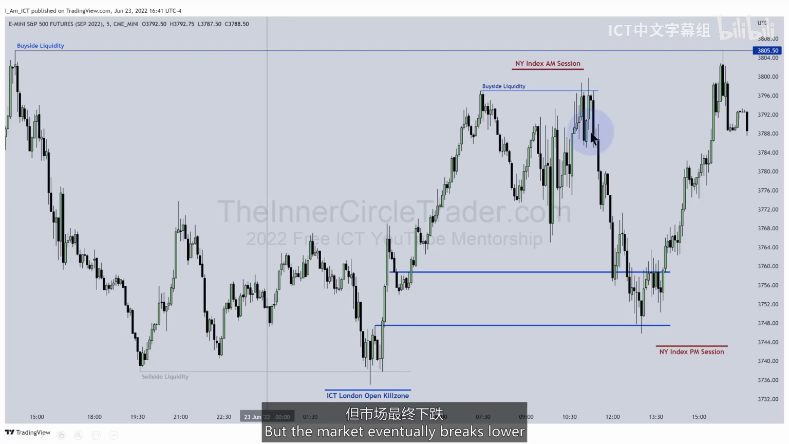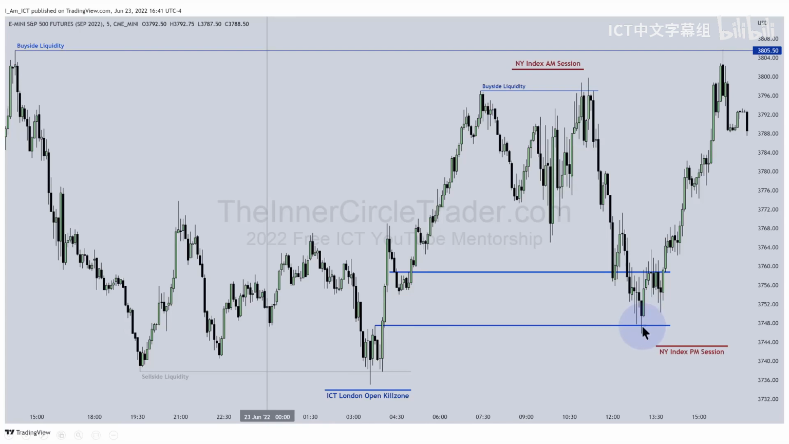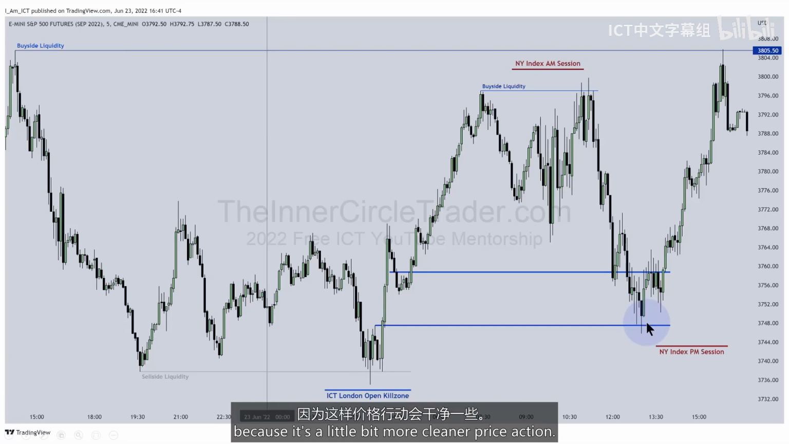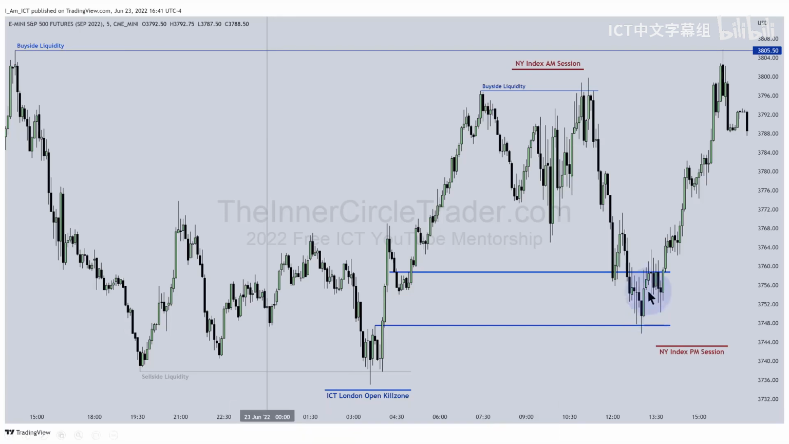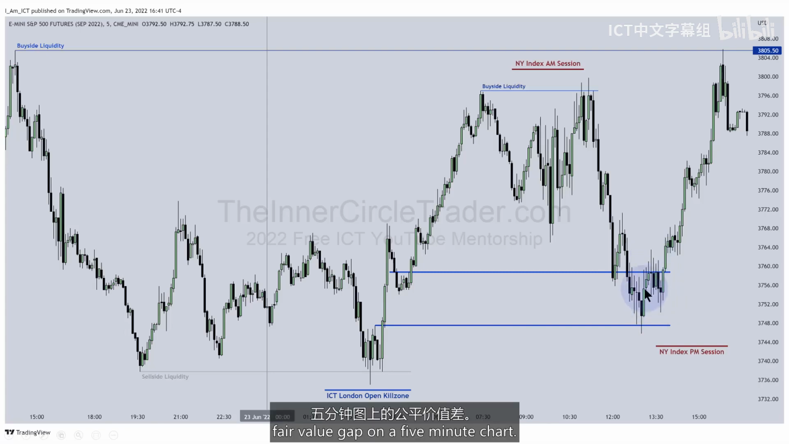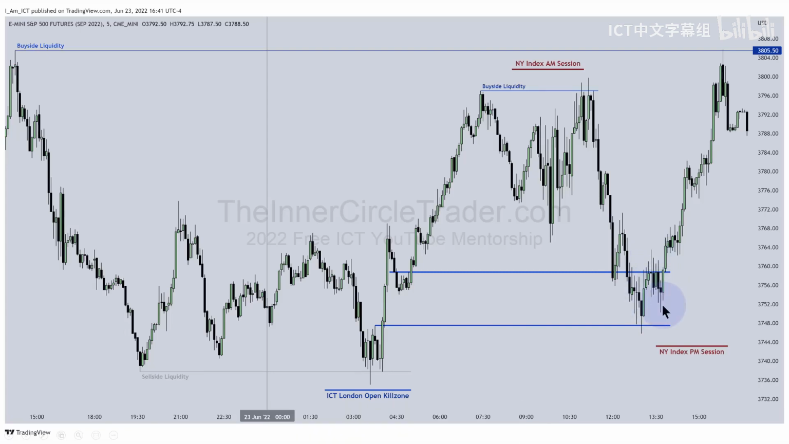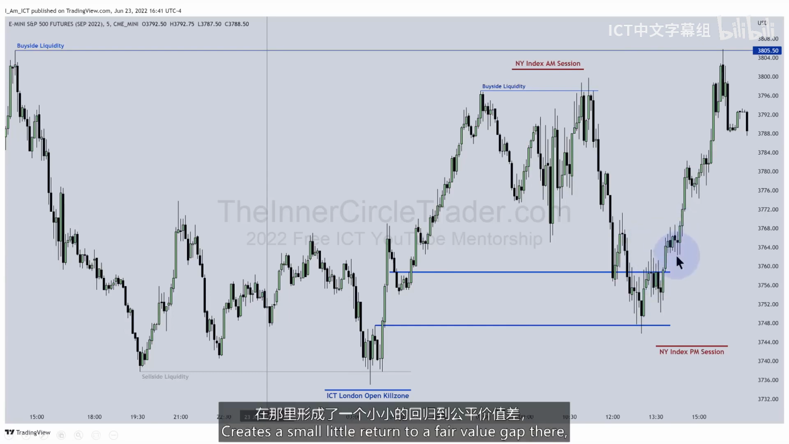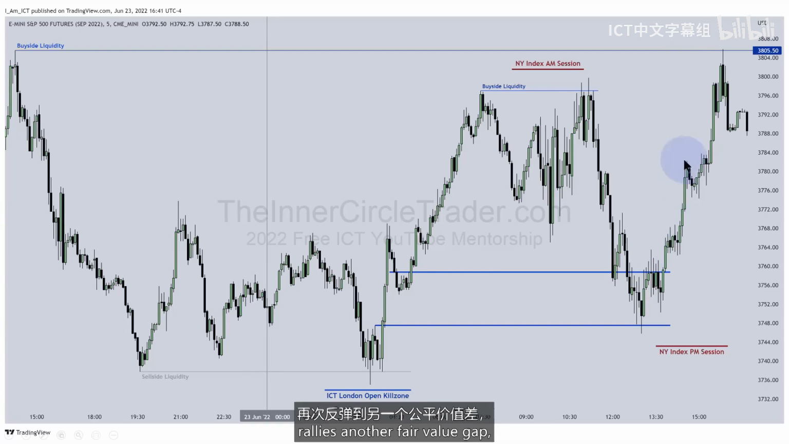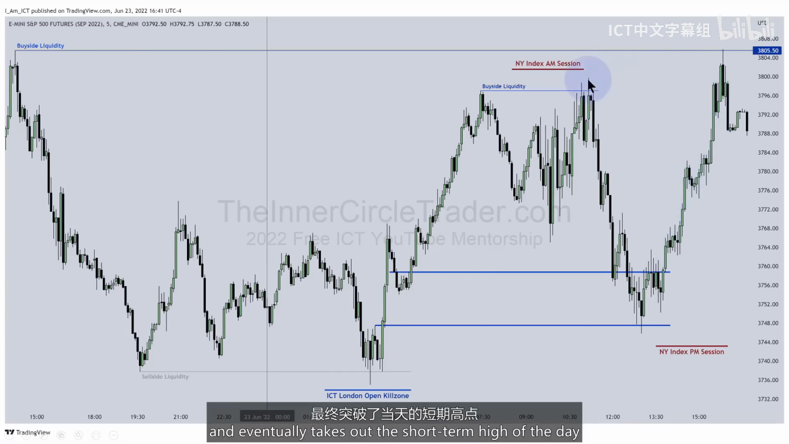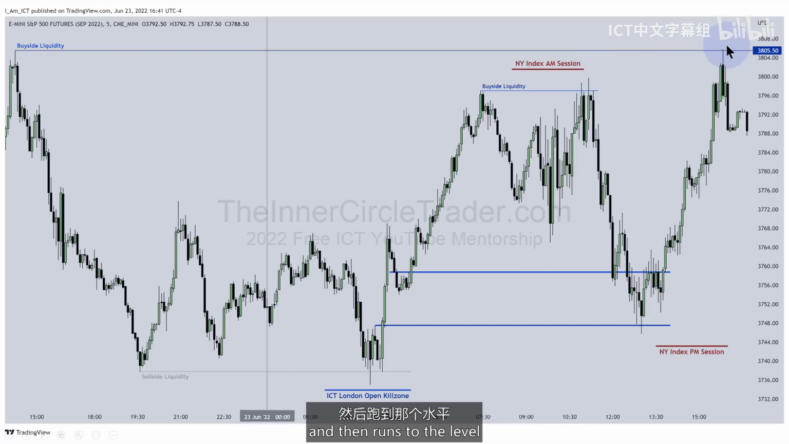But the market eventually breaks lower. Then after we get into the lunch hour, closing at 1 o'clock, and then I personally like to wait till 1:30 because it's a little bit cleaner price action. The market starts to rally away, drops back down into an order block, fair value gap on a 5-minute chart. Then we have a shift in market structure here on the 5-minute chart. Creates a small little return to a fair value gap there, rallies, another fair value gap, it runs into it here, rallies, and eventually takes out the short-term high of the day, and then runs to the level I was drawing your attention to on Twitter.